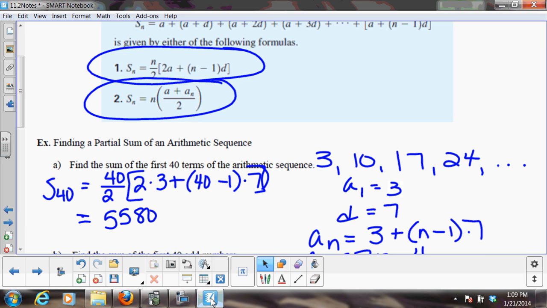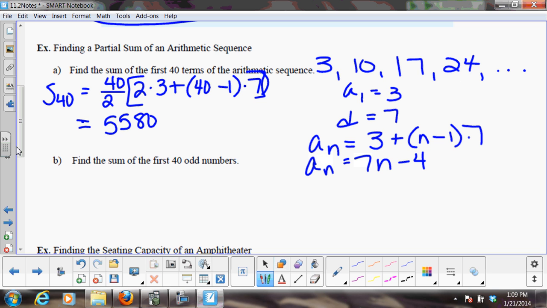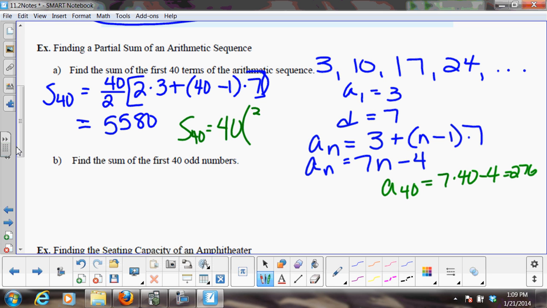5,580. The other option to do this, I'll do it in green, is to find what the 40th term is. So if we plug in 40 here, we see that it's 276. And then using the other formula, it's 40, parentheses, the first term, which is 3, plus the last term, which is 276, divided by 2. And we get 5,580 as well. So either way, it works.